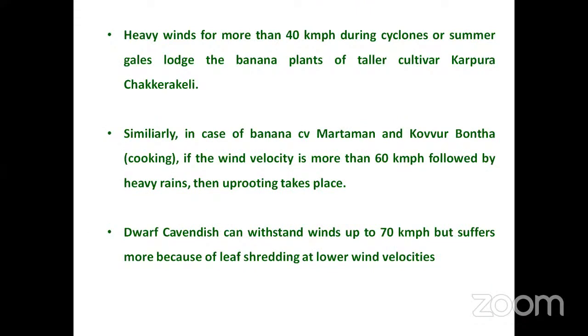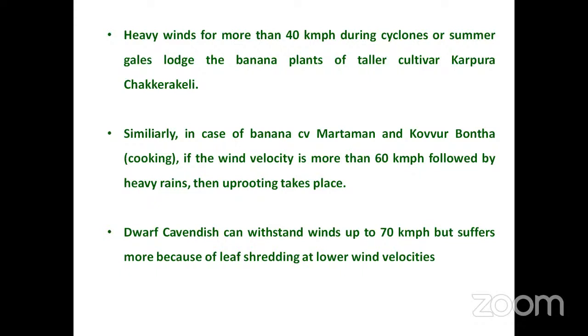It also varies with the damage and with the varieties. The taller varieties like Karpur Chakarkeli, Amrutapani are very sensitive to this wind damage, whereas dwarf Cavendish and Grand Naine varieties can tolerate it to some extent in some cases. In the case of Monthan and Kovvur Bontha, if the wind velocity is more than 60 kilometers per hour, followed by heavy rains, then complete uprooting of the plants takes place.